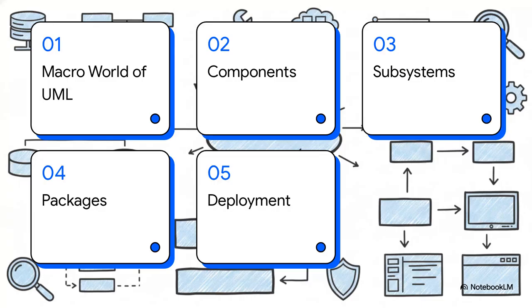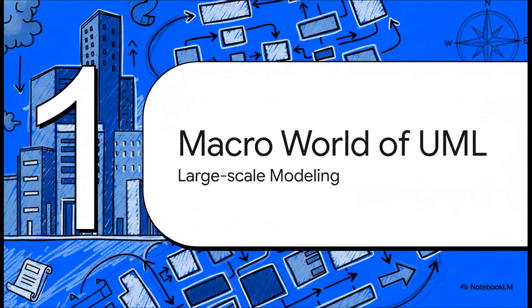So here's our roadmap for this explainer. First, we'll explore the macro world of UML, then look at components, see how to chunk things up with subsystems, organize it all using packages, and finally map it to physical reality with deployment diagrams. Let's dive right in. Section 1. The macro world of UML.